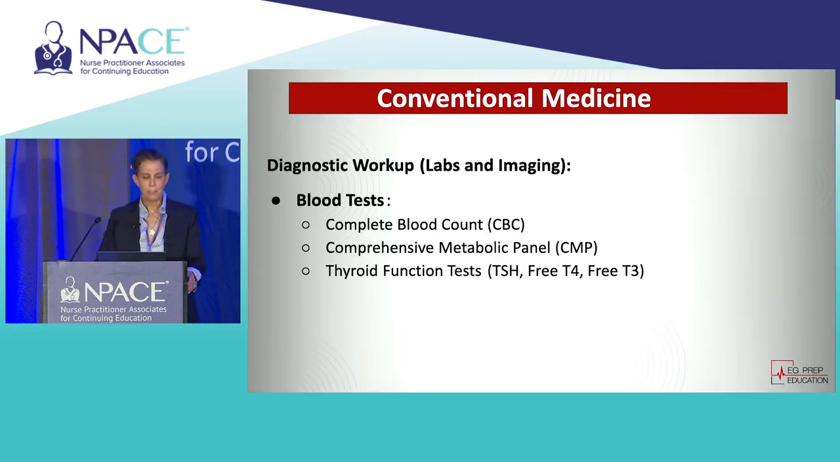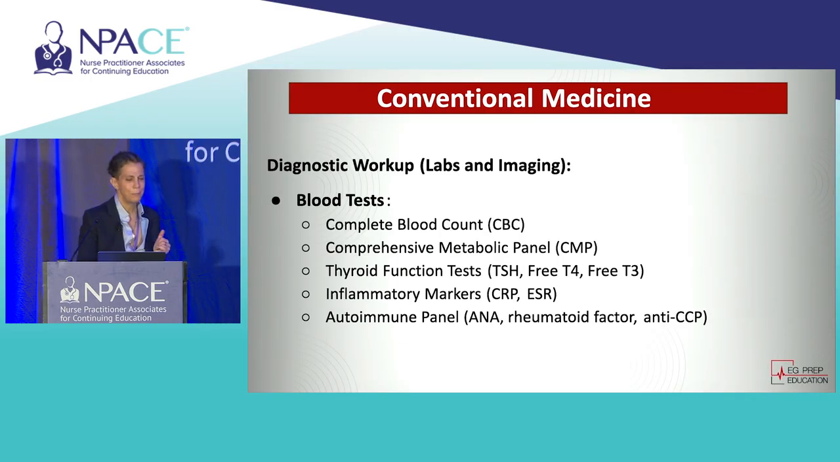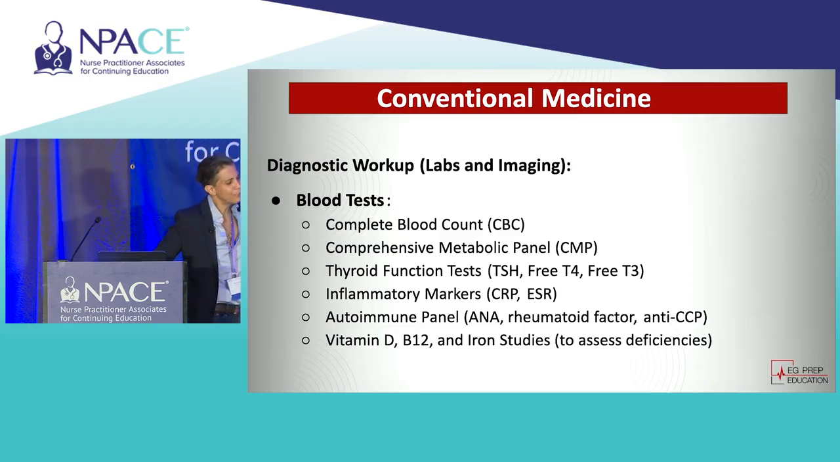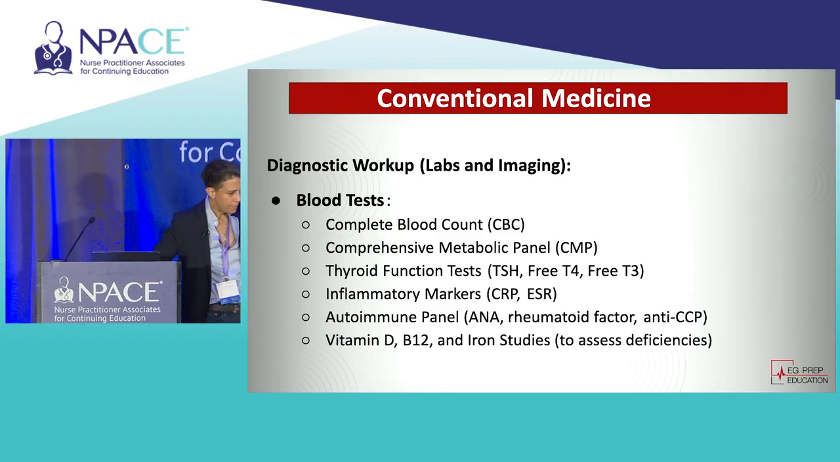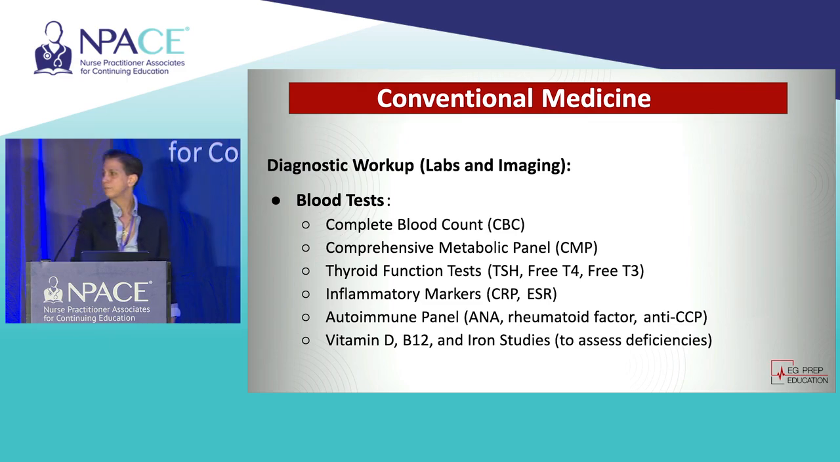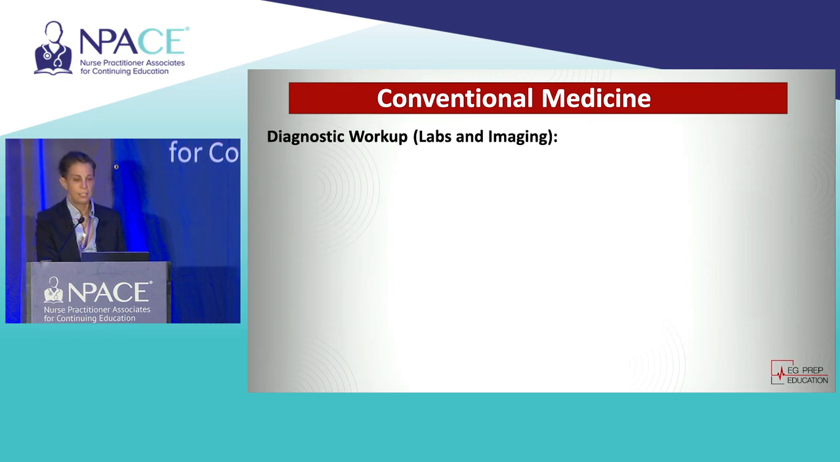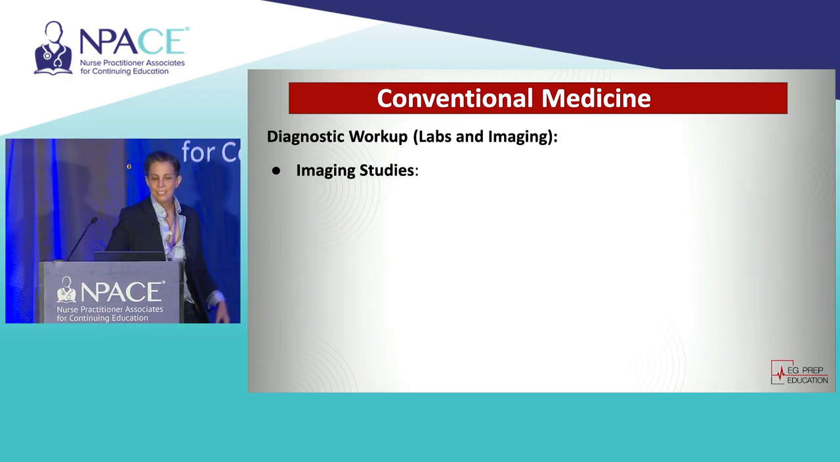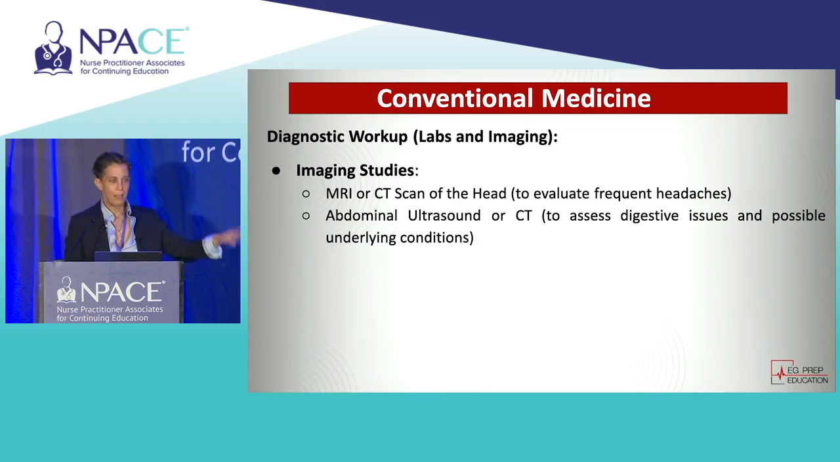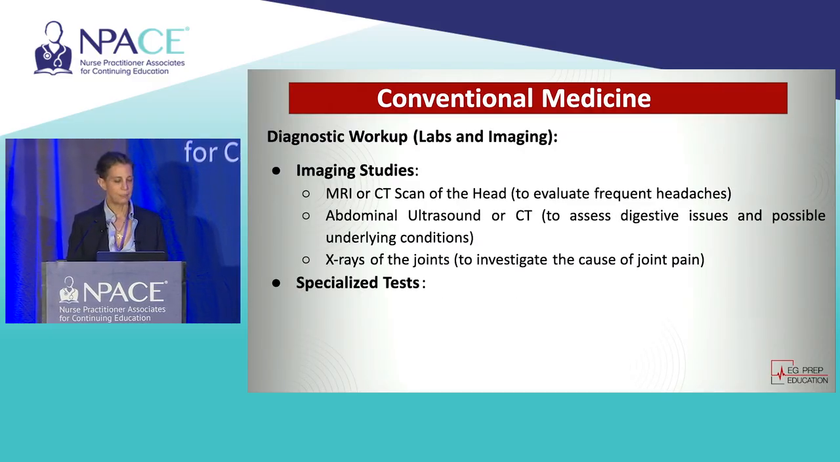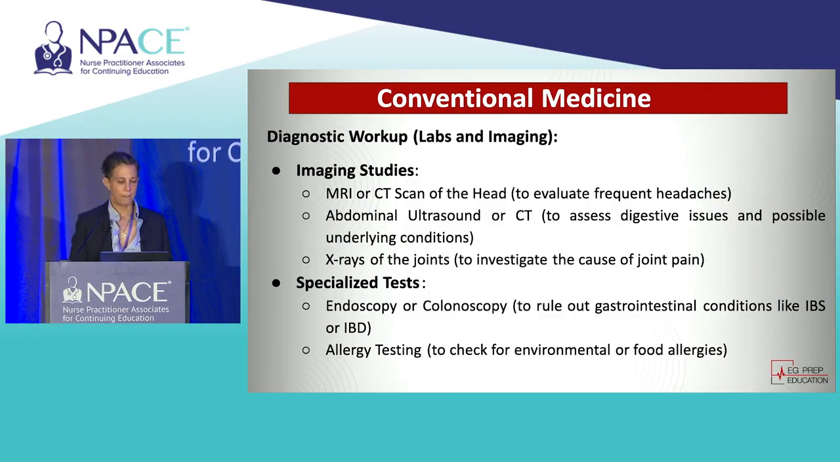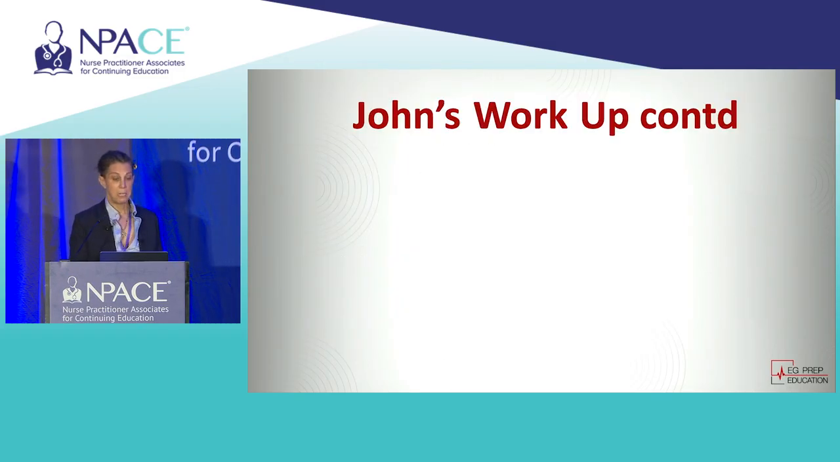So you guys already know conventional medicine: CBC, CMP, TSH, CRP. We're going to throw everything at him. We are going to make sure that the lab is really, really happy with everything we just ordered. And then we're going to send him for imaging, right? We're going to send him for an MRI. We don't know what's going on. Does John have cancer? What's happening with him? Abdominal ultrasound, endoscopy, colonoscopy? We're sending him for everything. Maybe some allergy testing. Why not?